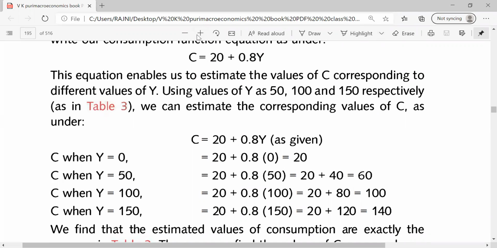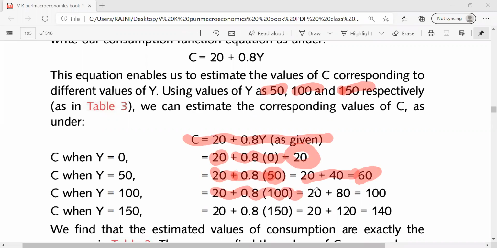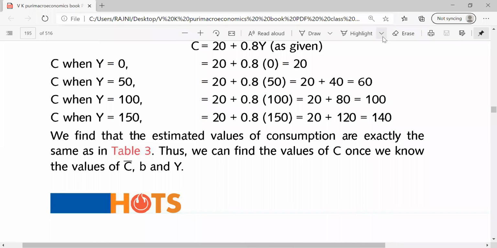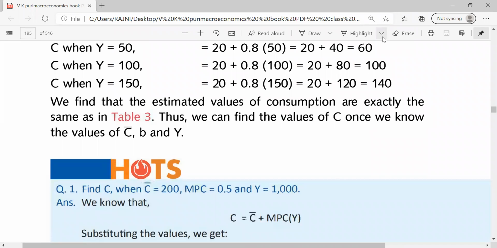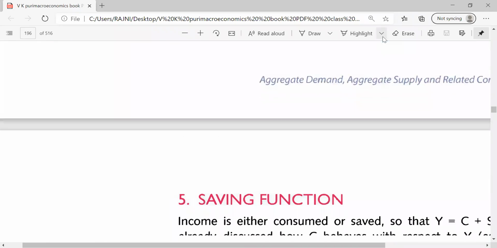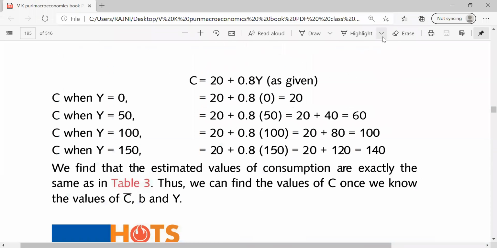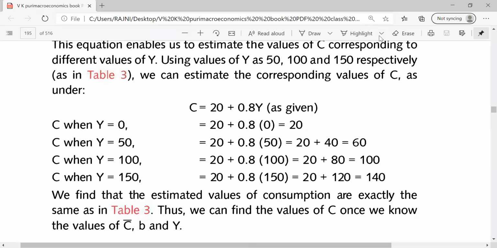जैसे कि हमारी सपोज इनकम की वैल्यू कितनी है? 50, 100, 150, and this is the equation। So suppose the income is 0, 20 plus 0.8 into 0, 20. 20 plus 0.8 into 50, 60. 20 plus 0.8 into 100, 100. 20 plus 0.8 into 150, 140. This is the different levels of the consumption at the different levels of income. So with the help of this algebraic equation also, we can calculate the value of consumption very easily, very quickly. So this was the entire topic related to the consumption function. Consumption function refers to the functional relationship between the consumption at the different levels of income.